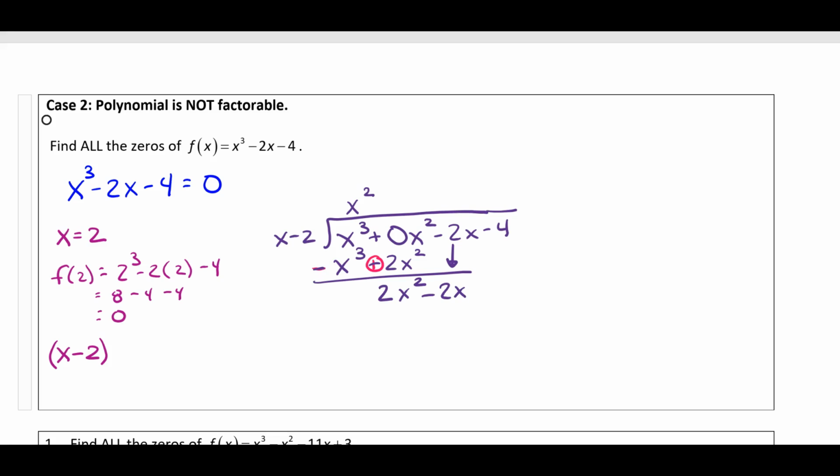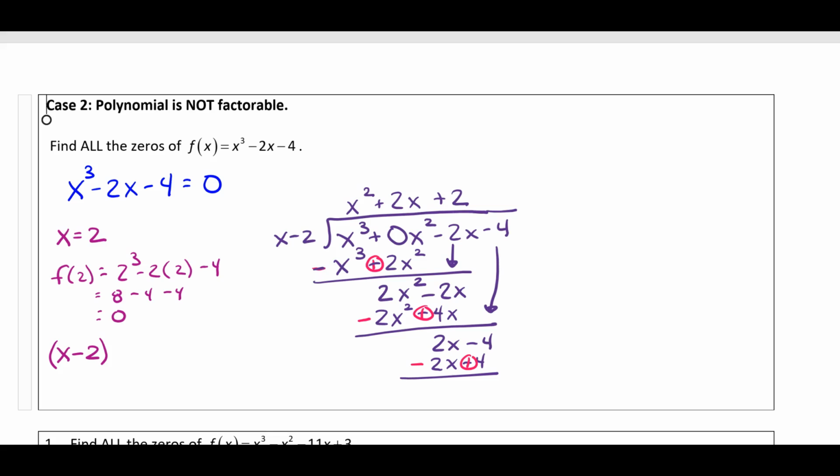Do it again. x times 2x squared is positive 2x. Multiply it back, so 2x squared minus 4x. We're going to subtract, so minus and a plus. That becomes positive 2x, and we bring down our last term, negative 4. x goes into 2x 2 times. So 2 times x is 2x, and 2 times negative 2 is negative 4. Again, we're going to subtract.